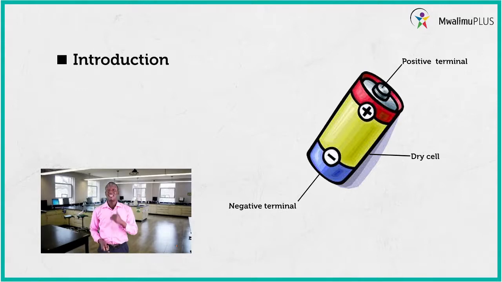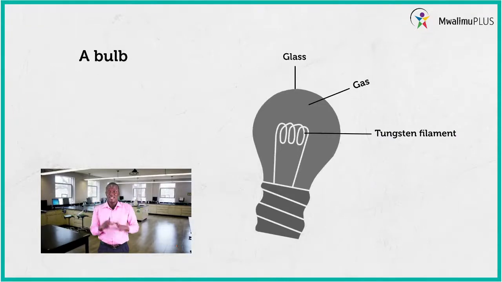Let us look at the next one. What are you able to see? Good. From the screen, we have a bulb. And that bulb is labeled. So we are also going to talk about those parts of the bulb. A bulb has got that glass, the covering there. Then we have something inside that glass. We have a gas. Then we also have the tungsten filament. There is a filament there.